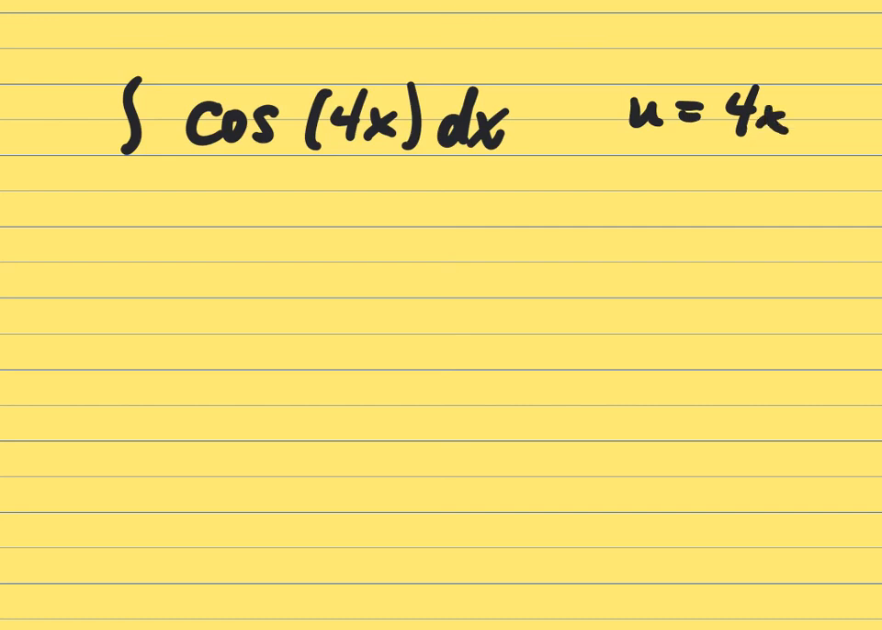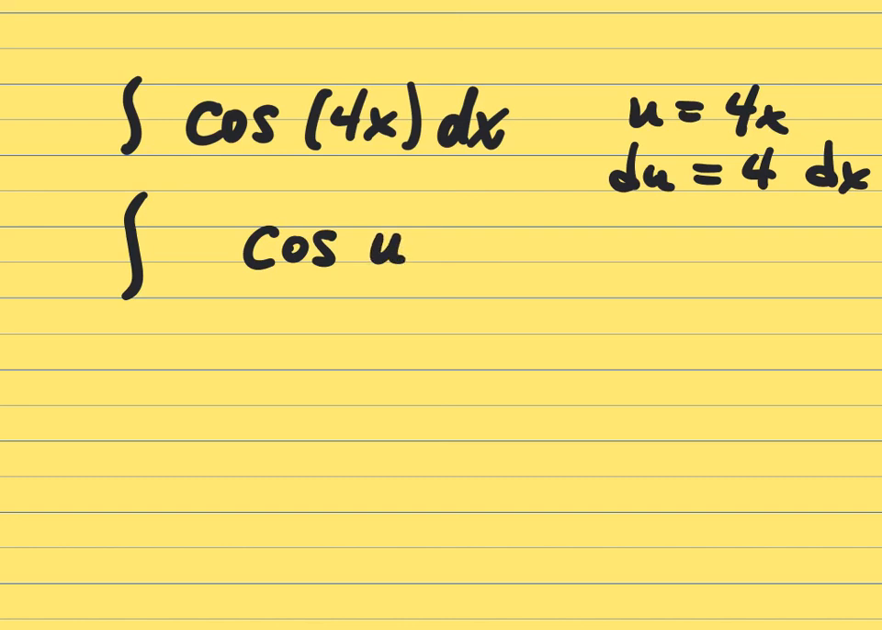Take the derivative. This problem, we have after the substitution is cosine of u, and the only thing that remains is dx. So back up in that derivative line, let's divide both sides by 4. And now we've got to substitute for dx. 1/4 du.